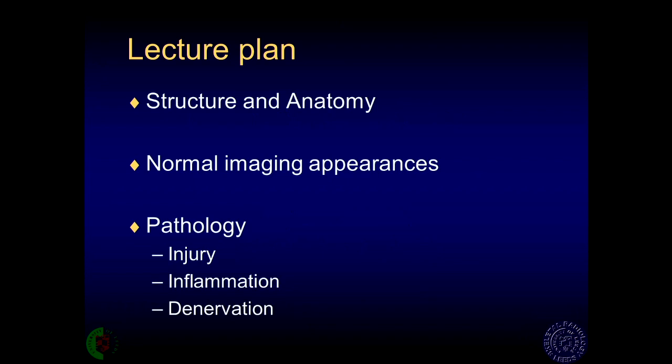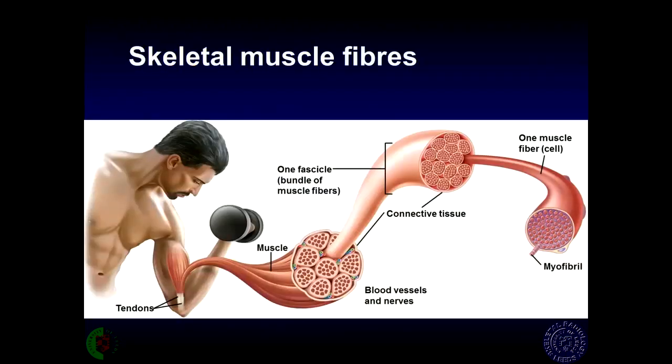So in the lecture, what we're going to do is talk a little bit about the structure and anatomy of muscle, normal imaging appearances, and then we're going to look at the pathobiology of a few conditions that can affect muscle, particularly injury, inflammation, and then just a tiny bit about denervation change.